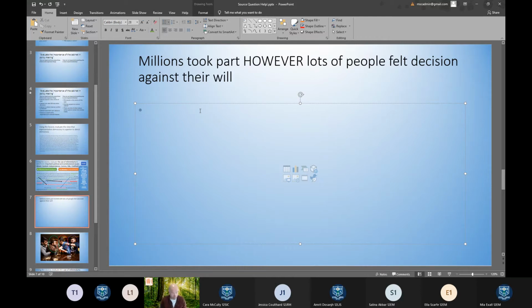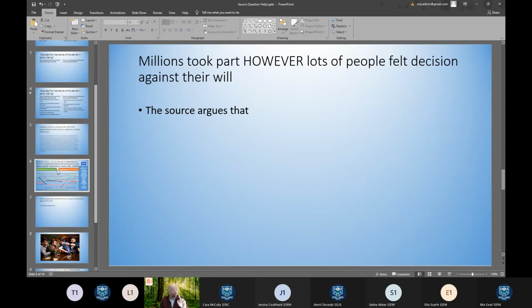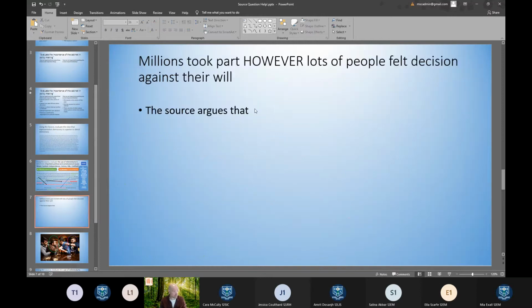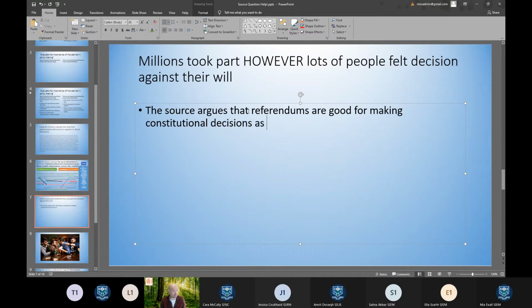I need to build up this side. So the source, let's turn off the bold. And the bold was not on. The source argues that, now remember, what is this essay about? This essay is about referendums. The essay is not about the source. It's about the use of referendums. So I need to make sure that my point addresses that. The source argues that referendums are good for making constitutional decisions as millions take part. So we can see here the topic that I'm addressing.